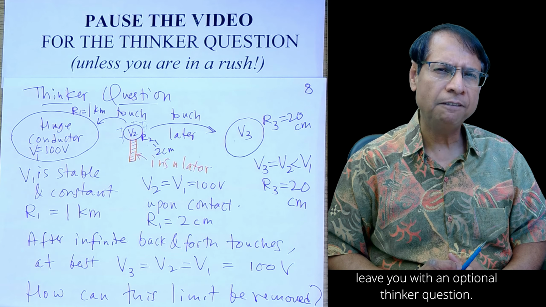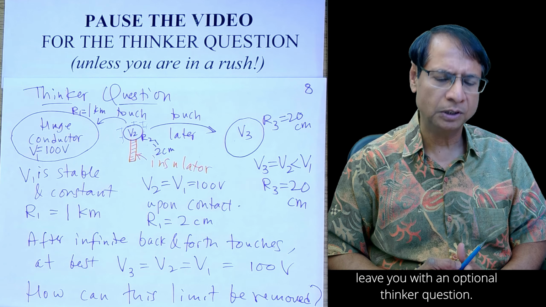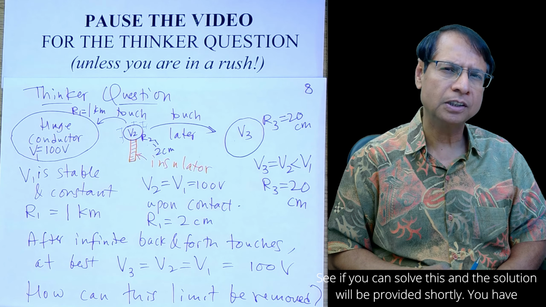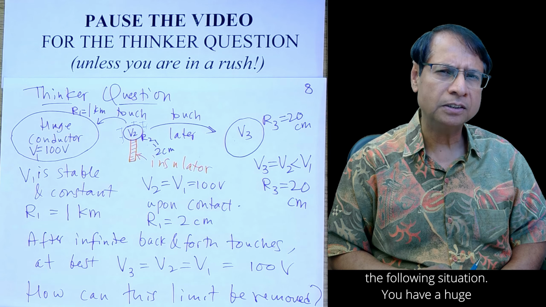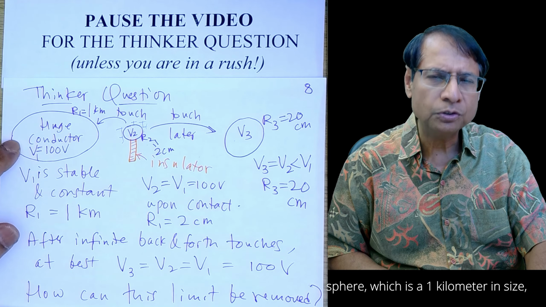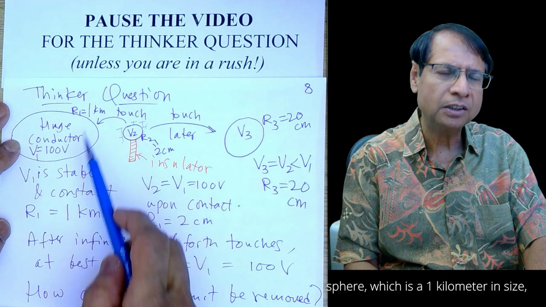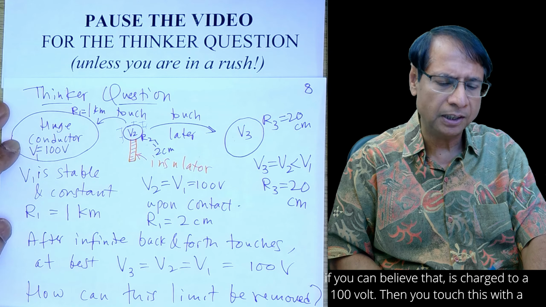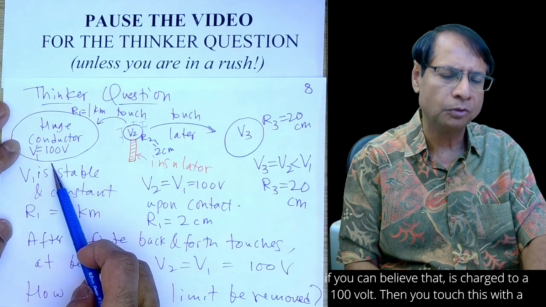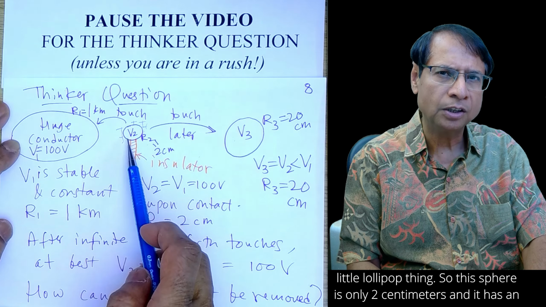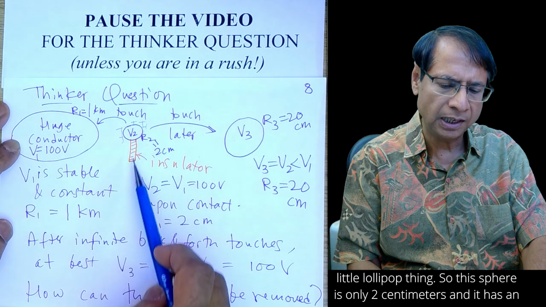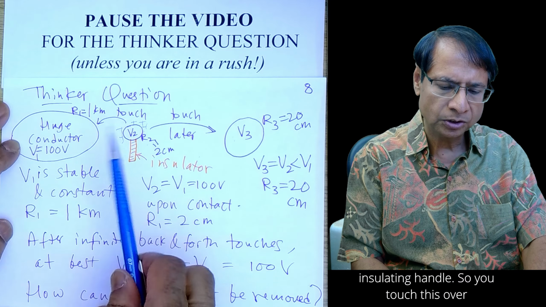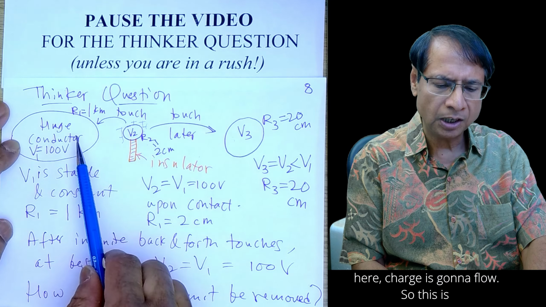But I want to leave you with an optional thinker question. See if you can solve this, and a solution will be provided shortly. You have the following situation. You have a huge sphere, which is 1 kilometer in size, if you can believe that. It's charged to 100 volts. Then you touch this with a little lollipop thing. So this sphere is only 2 centimeters, and it has an insulating handle. So you touch this over here, charge is going to flow.